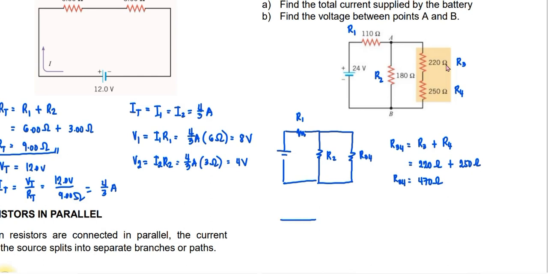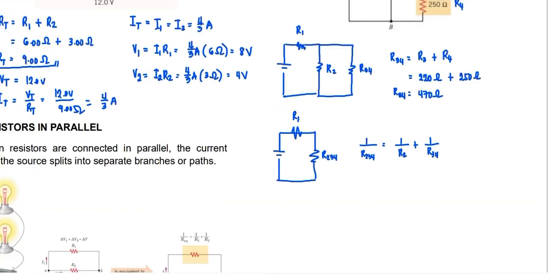Drawing that again, this is R1, and then this is R234. They're connected in parallel, so 1 over R234 is equal to 1 over R2 plus 1 over R34. What is R2 equal to? That's 180 ohms plus R34. I'm sorry, that is wrong. That's 1 over R2 plus 1 over R34.